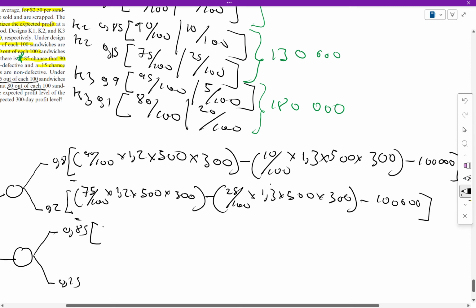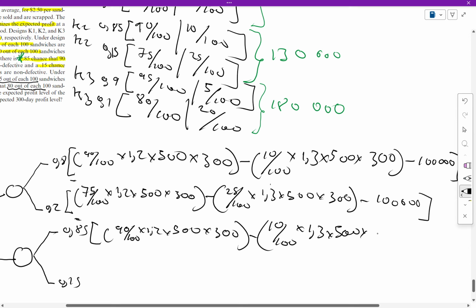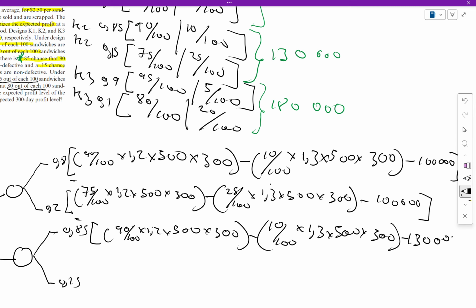Then we do the same thing now. Open bracket, which is K2, which is 90 over 100 multiplied by 1.2 multiplied by 500 sandwiches multiplied by 300 days, close bracket, and you have 10 over 100 multiplied by 1.3 multiplied by 500 multiplied by 300 and close bracket, minus the cost, which is 130. That closes the big bracket.